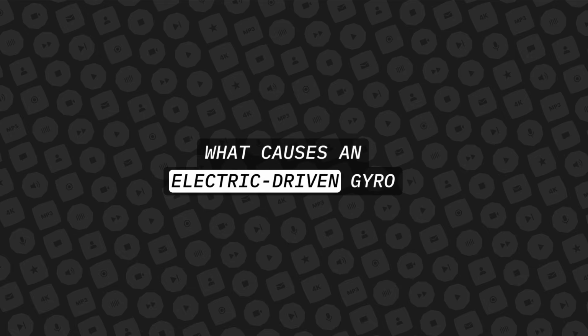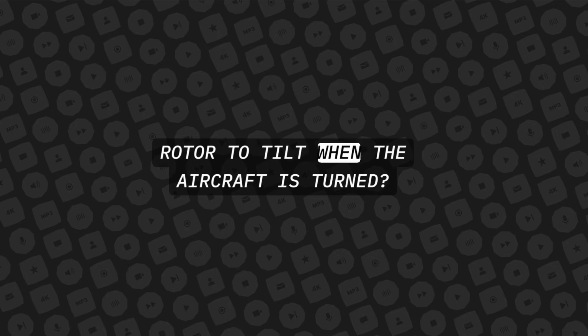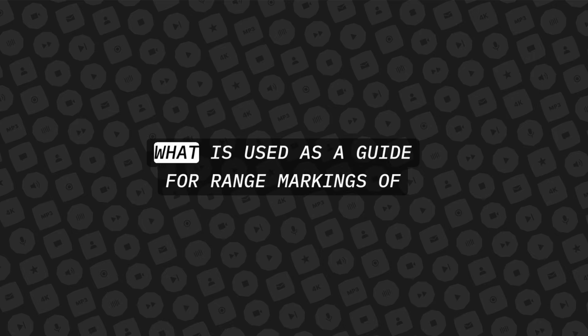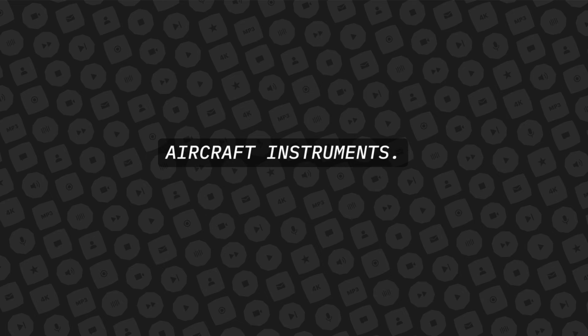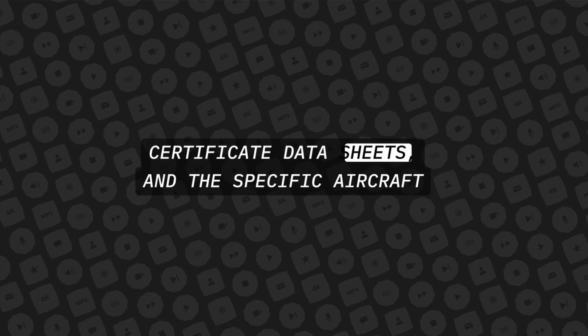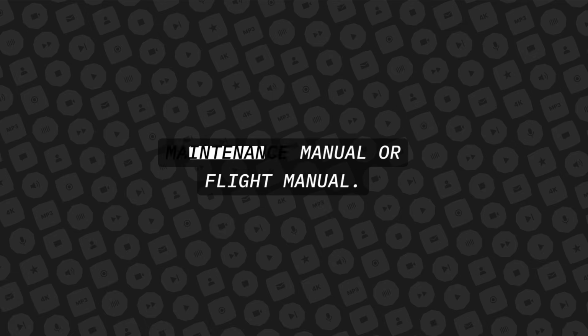What causes an electric driven gyro rotor to tilt when the aircraft is turned? Gyroscopic precession. What is used as a guide for range markings of aircraft instruments? The aircraft specifications or type certificate data sheets, and the specific aircraft maintenance manual or flight manual.